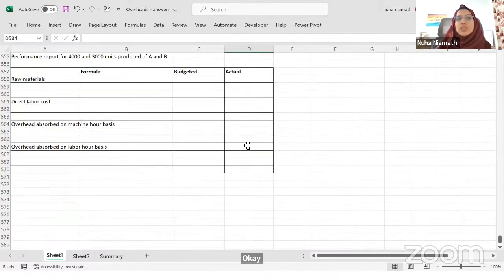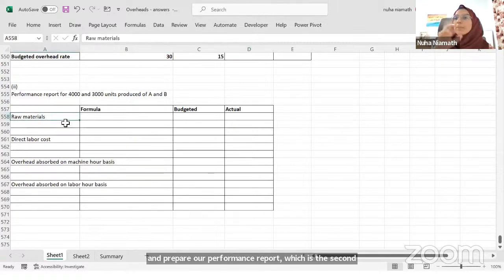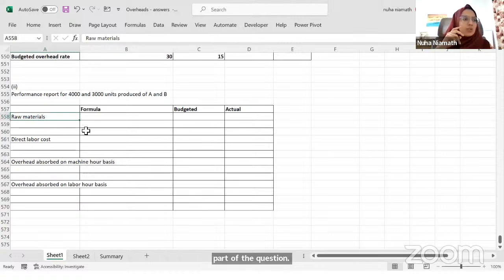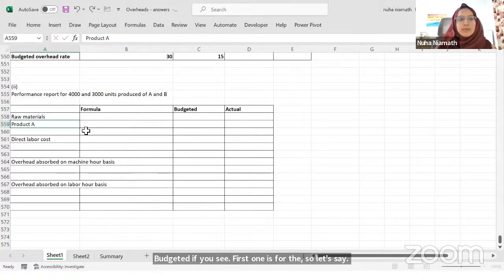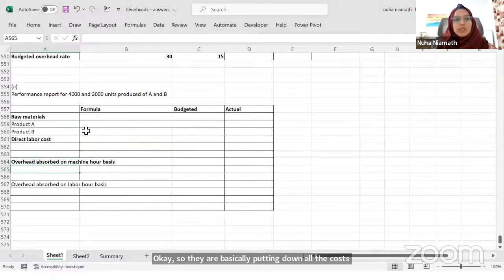So now we will go ahead and prepare our performance report, which is the second part of the question. So what is the question saying? To compare the budgeted with the actual. What is the budgeted? If you see, first one is for the raw material. So let's say product A and product B. Okay. So we are basically putting down all the costs and comparing budgeted versus actual. Let me highlight it so that it's not confusing.